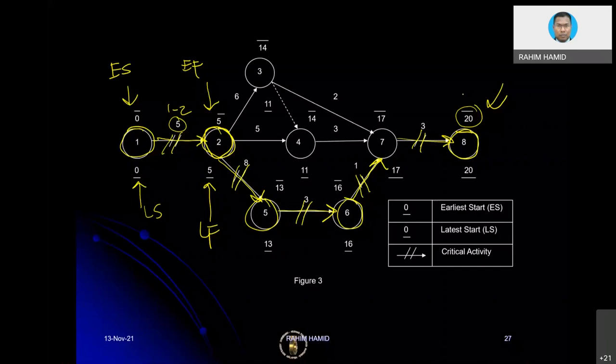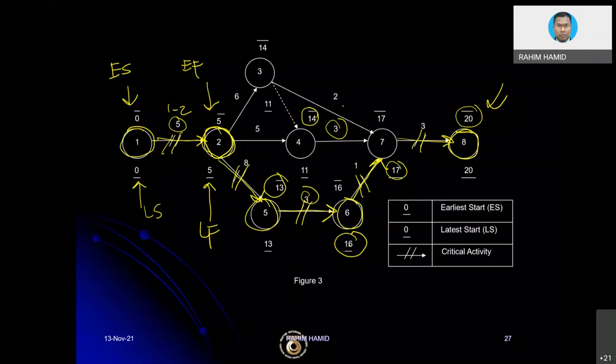Remember how to calculate the total float. You can take this value 16, for instance, for activity 5, 6: 16 minus 13 minus the duration in the middle. For an AOA diagram, just take the right-hand side value, for instance activity 4, 7: 17 minus 14 minus the duration, which is basically 3, which is equivalent to 0. So that would be an example of total float. When you calculate those things, later on it will be very helpful.